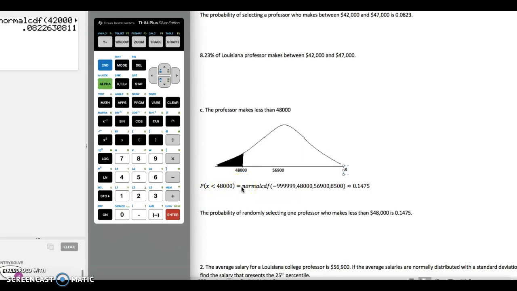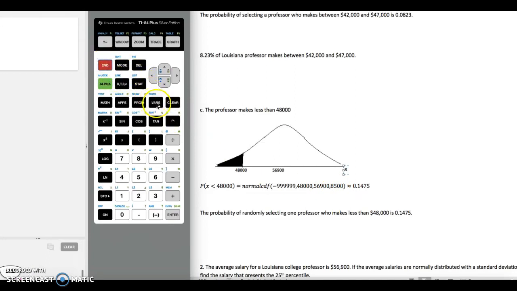So we use normal CDF because we're looking for a probability. And we read the graph from left to right. So the left side of the graph continues forever, so we consider that negative infinity. And to represent that, we use a very negative number, so we use negative 999,999. And as we read it to the right, the shaded region stops at 48,000. That would be my upper bound. 48,000, the mean, and the standard deviation.